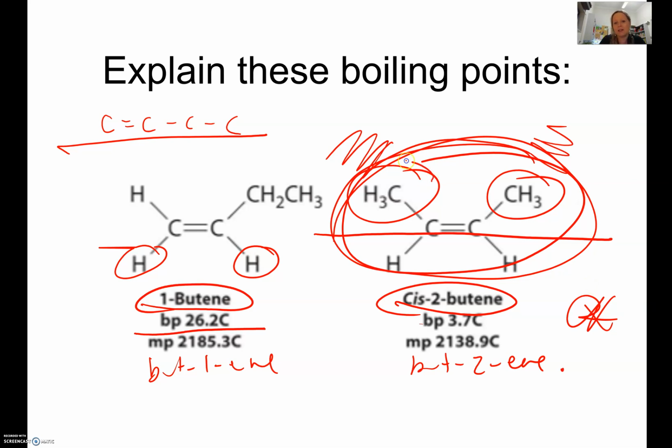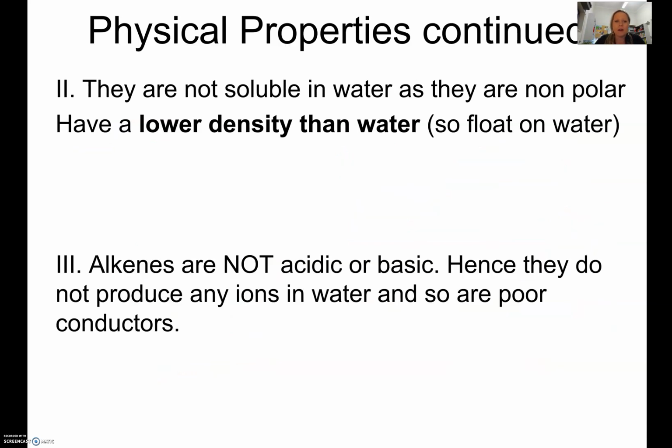So because this one's cis and it's got these big groups on one side, it's quite clunky, and it ends up being a bit like a branch molecule compared to butene, which is more straight, and so therefore the straight one can pack together more closely, greater surface area, stronger intermolecular forces, more energy to break. Okay, so physical properties continue.